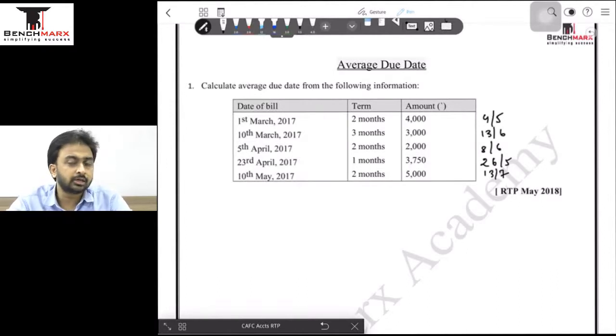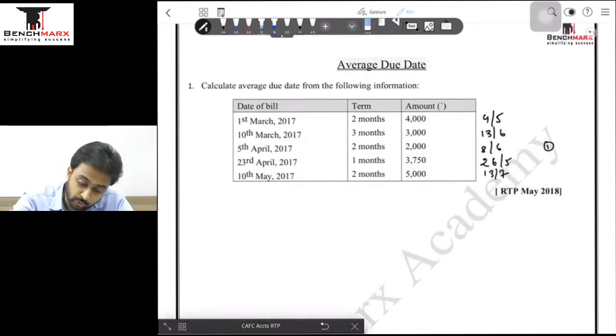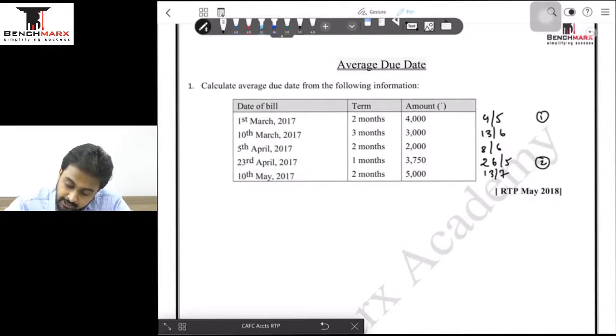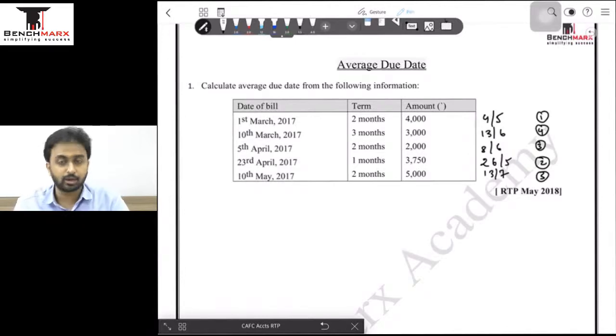If you are solving as per our method, then the first bill is going to be 8th of June. No, sorry, it is going to be 4th of May. So 4th of May is first, second is 26th of May, third is going to be 8th of June, fourth is going to be 13th of June, and last is going to be 13th of July. And this is how we need to order the bills, and then the process is very simple.